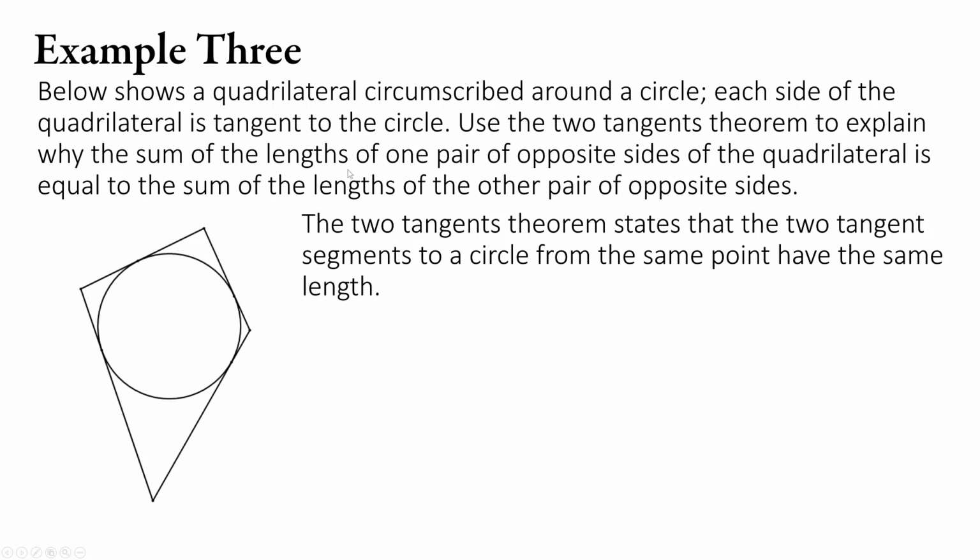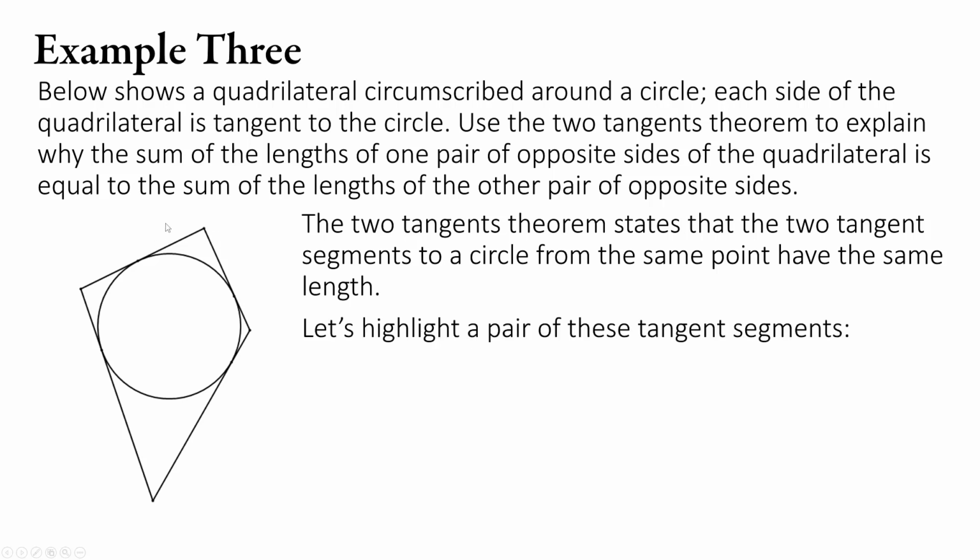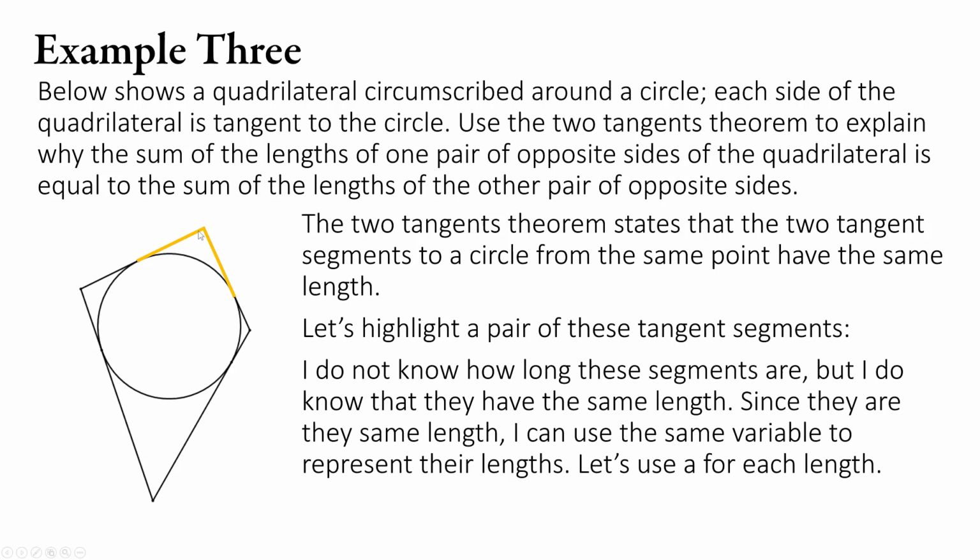So what does the two tangents theorem say? It says the two tangent segments to a circle from the same point have the same length. So let's highlight a pair of these tangent segments just so you see what I'm talking about. Here I've done yellow right here. The two tangents theorem says these yellow segments have to be the same length because they're two tangent segments from the same exterior point. I don't know how long they are, but because they're the same length, I can use the same variable to represent their lengths. So I'm going to label each of these A right there.